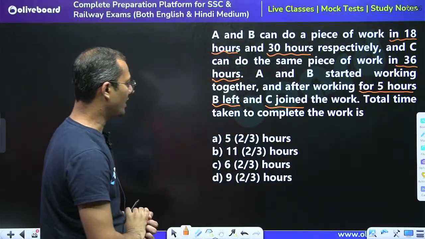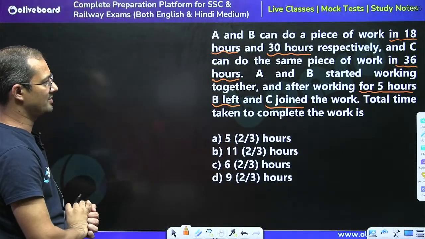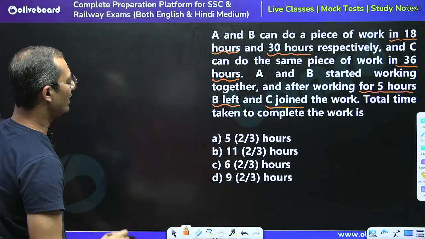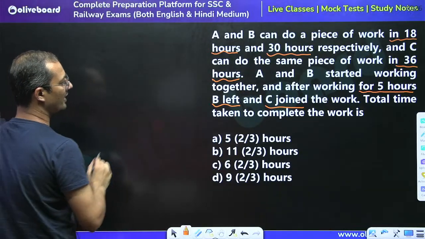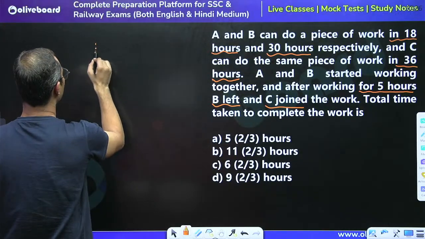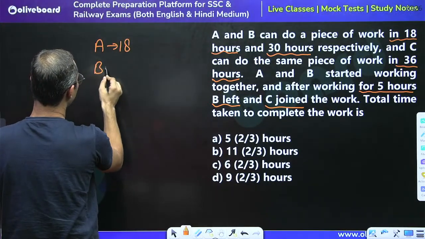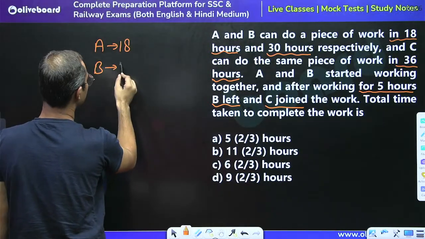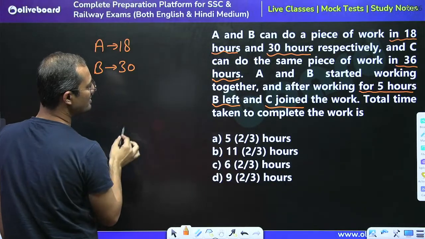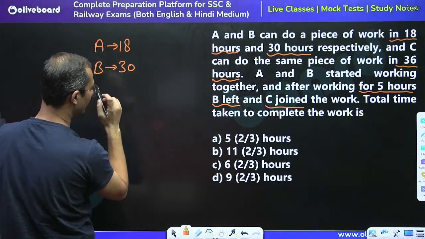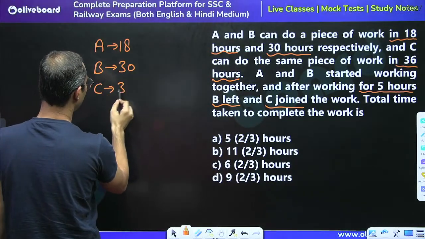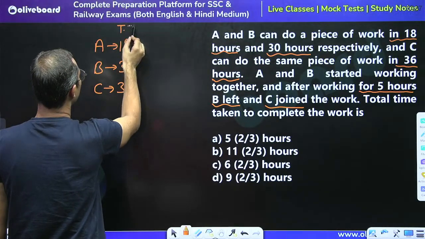Total time taken to complete the work is asked. A can complete the work in 18 hours and B can complete the same work in 30 hours, whereas C can do the piece of work in 36 hours. So this is the total time.